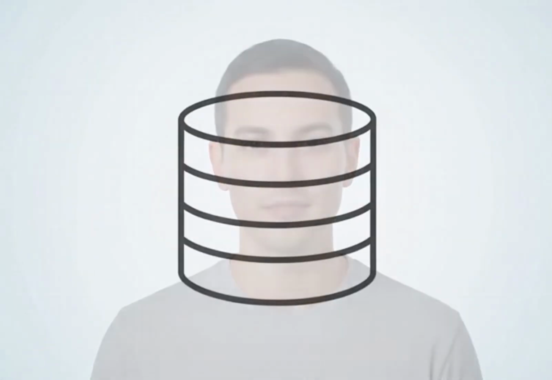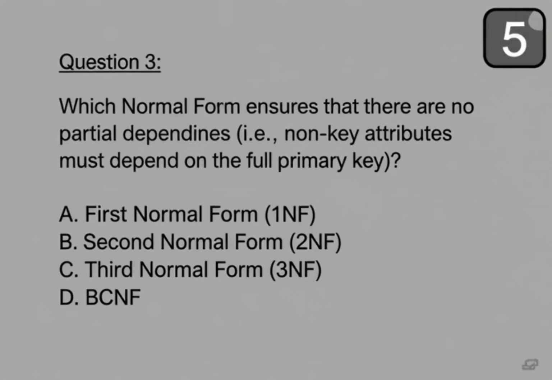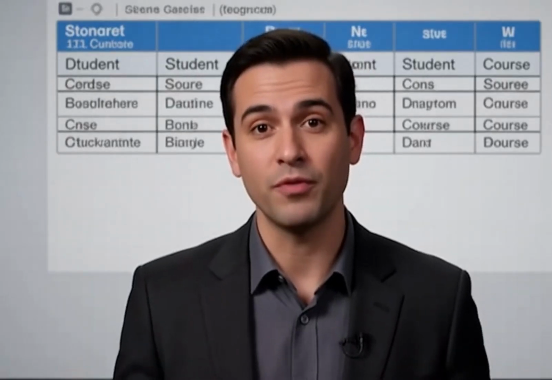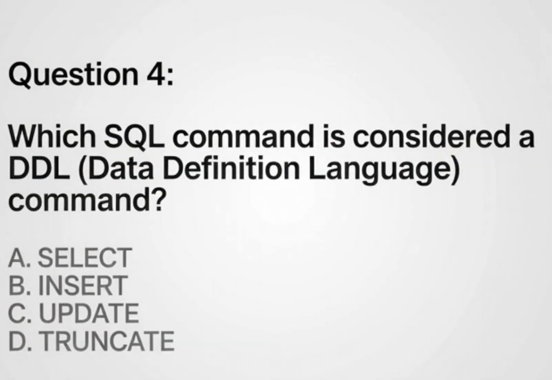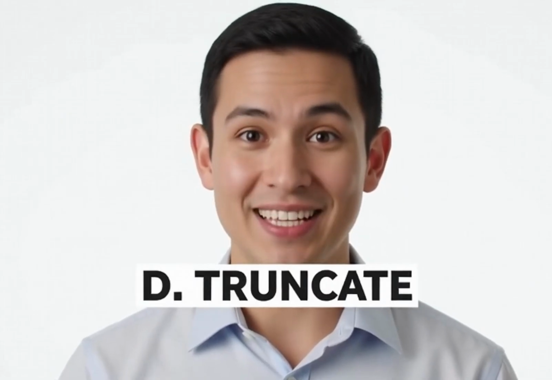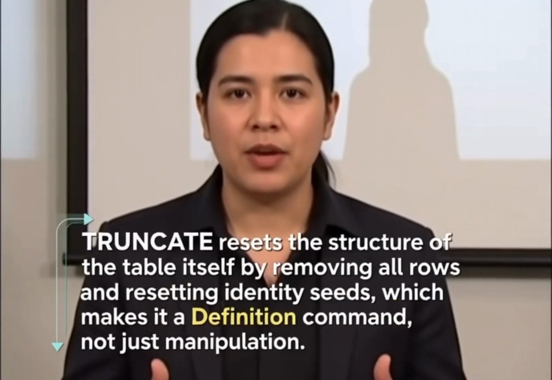Moving on to databases. Expect questions on normalization and SQL commands. The answer is B, second normal form, 2NF. Tricky one, the answer is D, truncate. Select, insert, and update are DML.